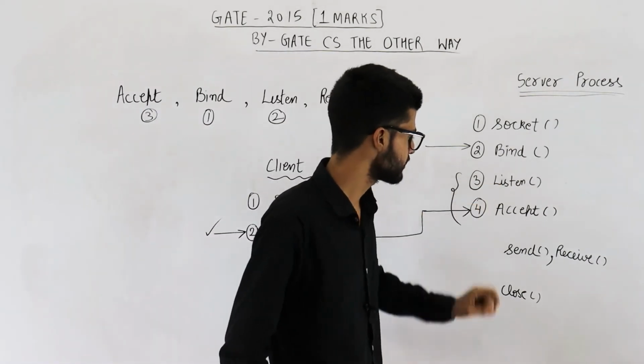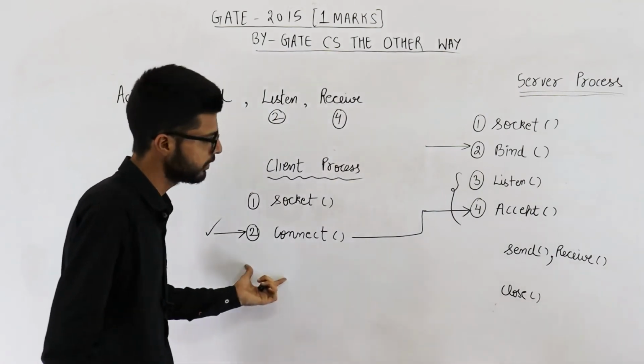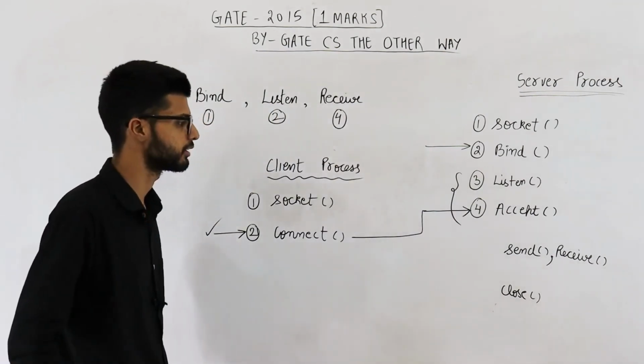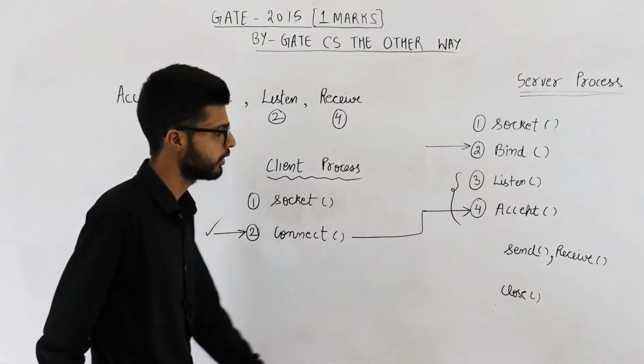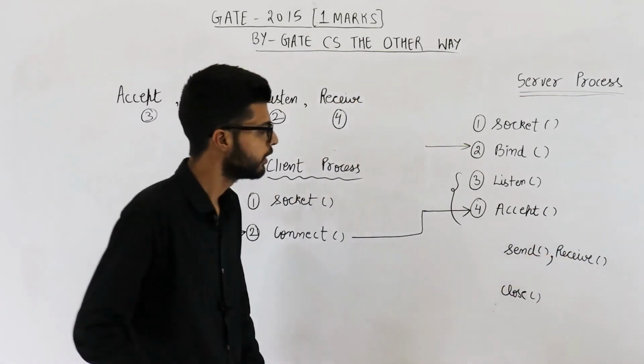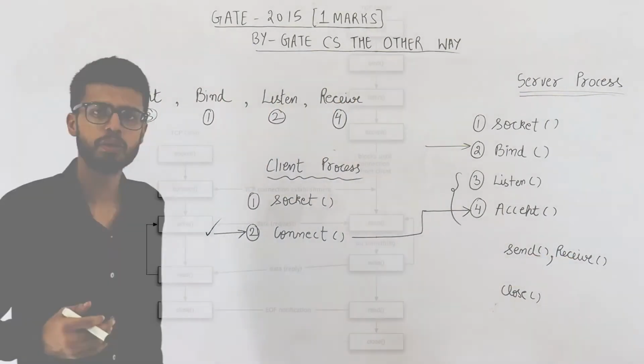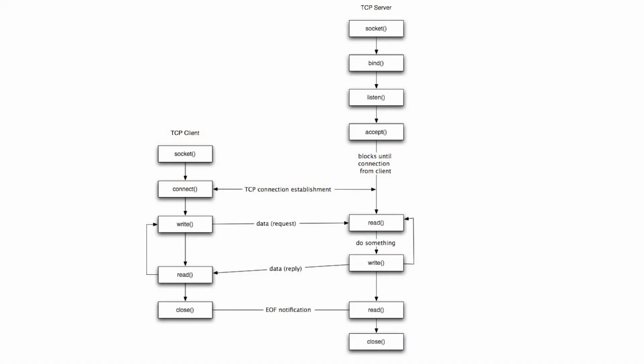Now you have accepted the connection, then we'll just start the communication. The actual data will be transferred using these two system calls only. So I'll do one thing. Now I'll display an image. You just analyze it properly. You will understand how socket programming is done. These are the various system calls. Have a look.